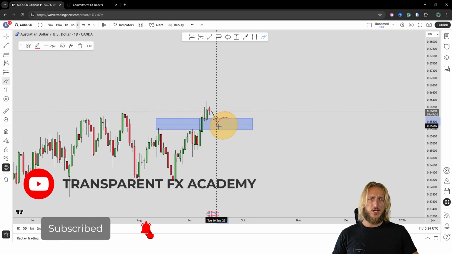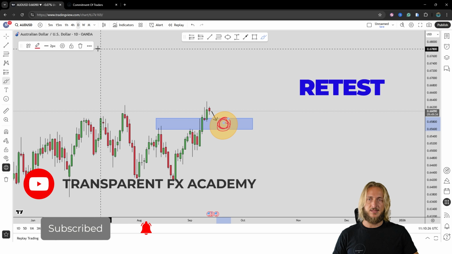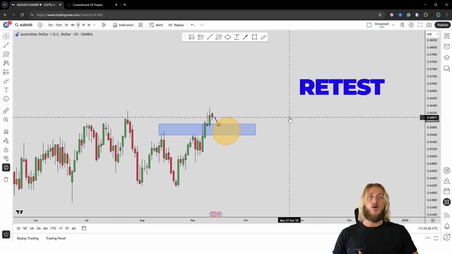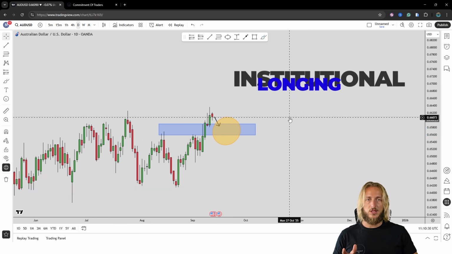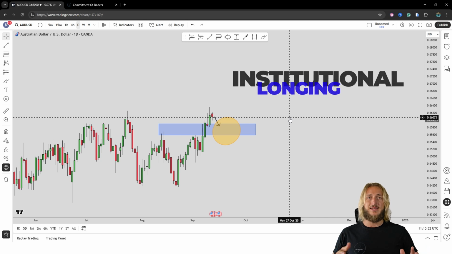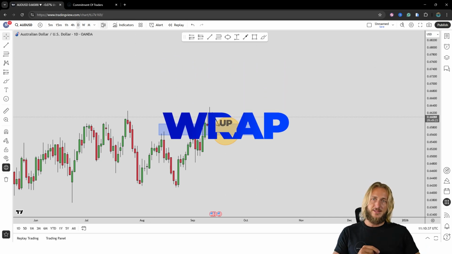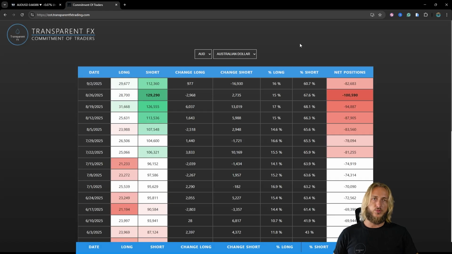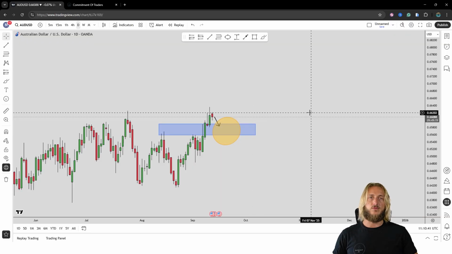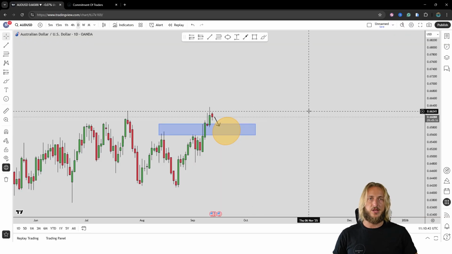So if the market will go back here and retest this demand and support zone with increased institutional longing, what would I expect? Well, as my students know very well, trading is reactive and not predictive. The monthly, weekly, and daily timeframes combined with the COT data, those are the best timeframes when it comes to the directional aspect of the market.